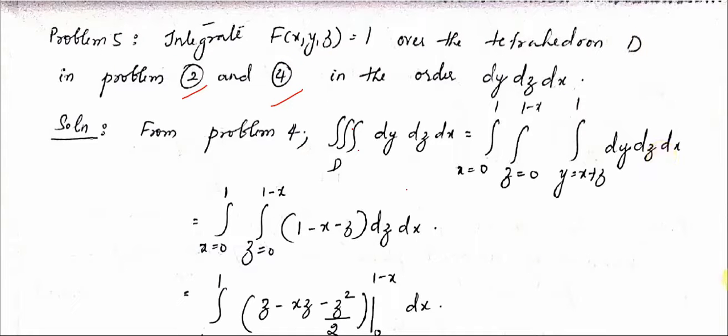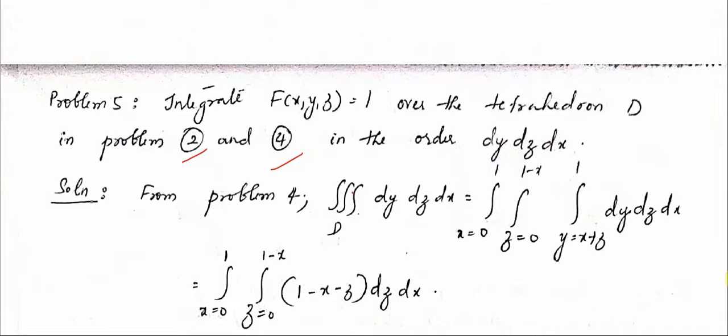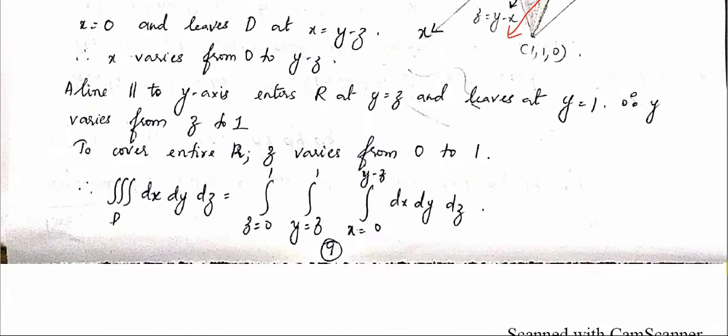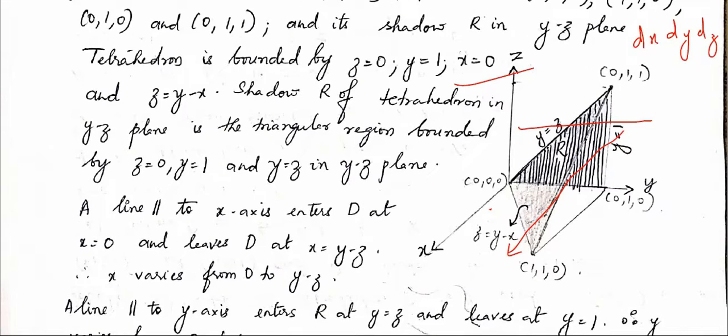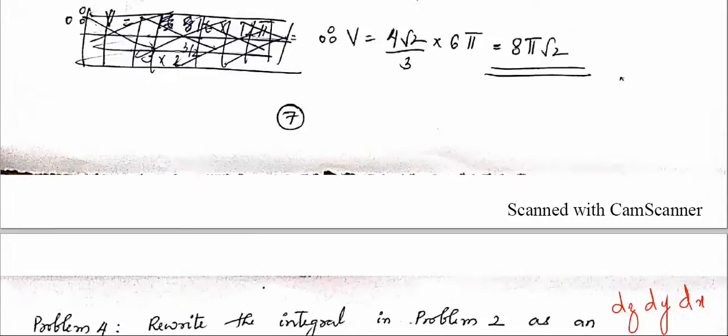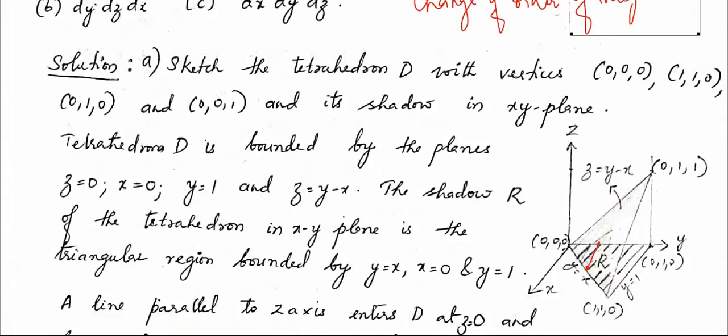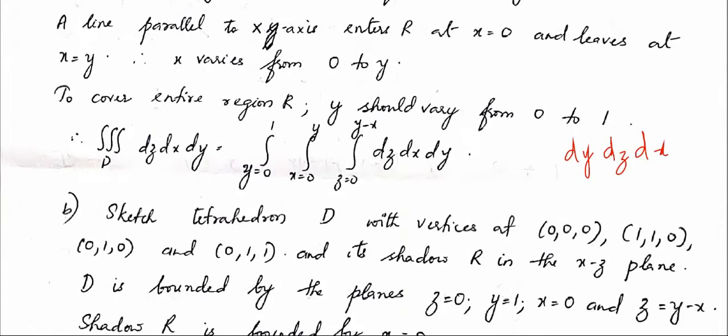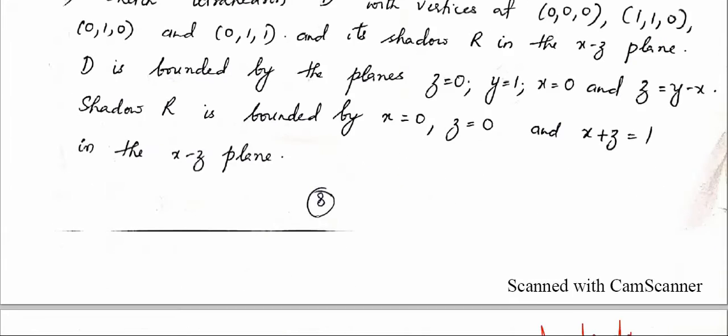So already in problem 5, oh no, problem 3, sorry, already in problem 4 we have found the limits when you're integrating in the order dy dz dx. So let's go back and see what the limits are when you're integrating in the order dy dz dx. This is problem 2. Yes, exactly.